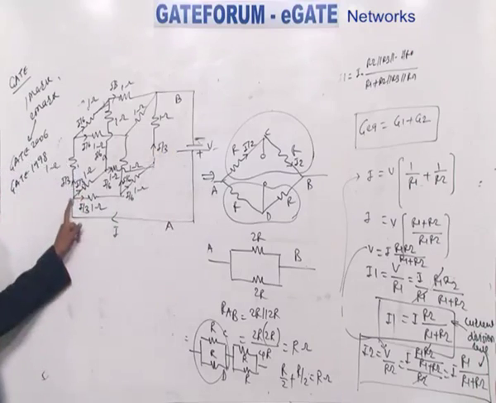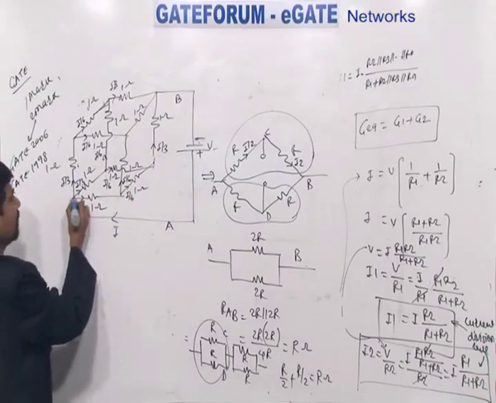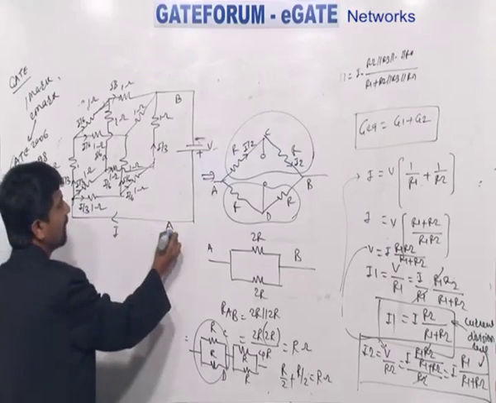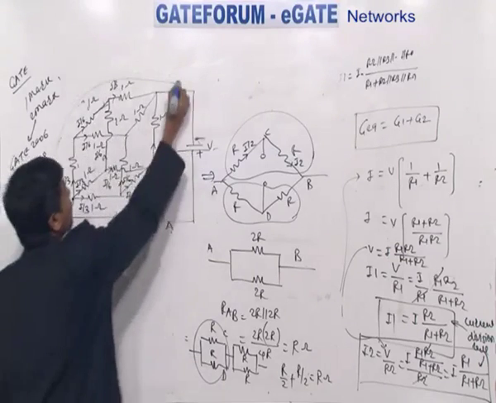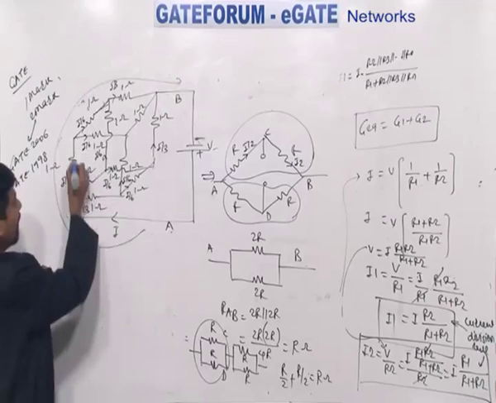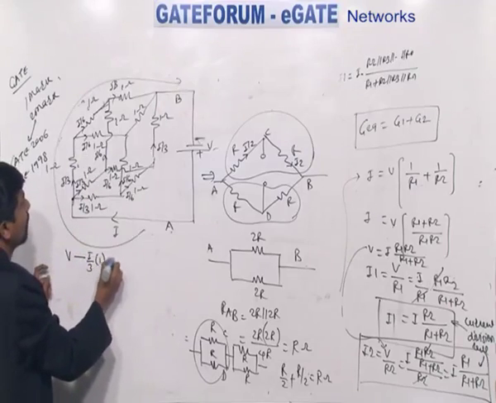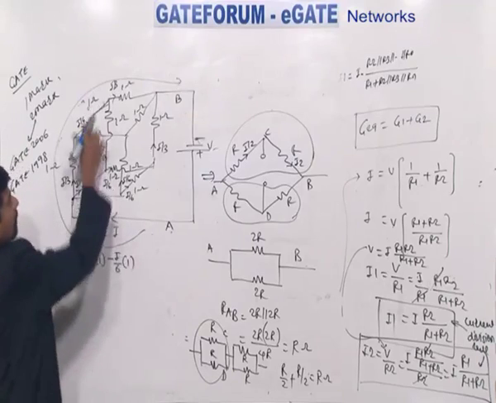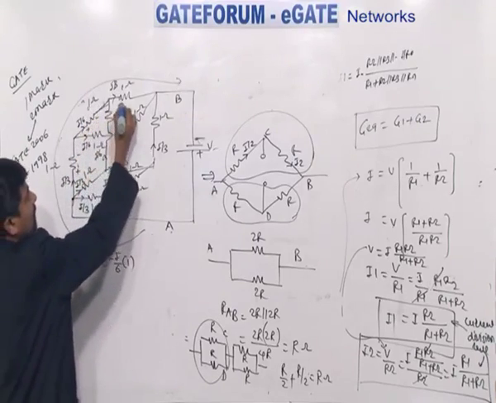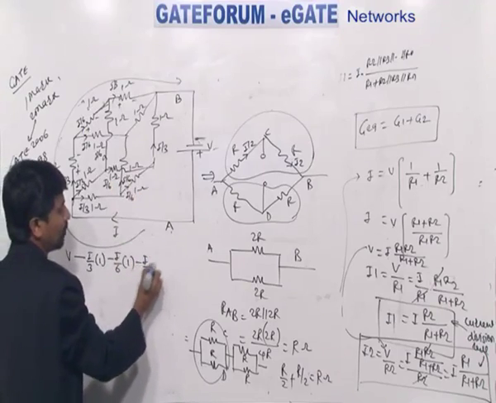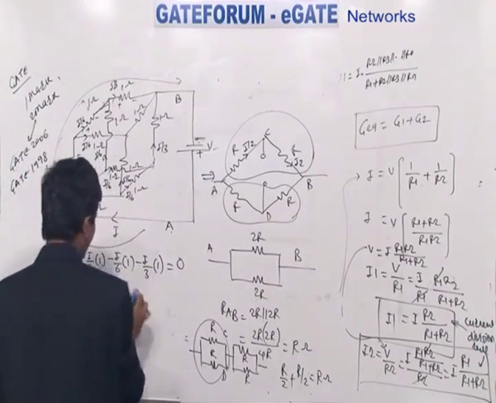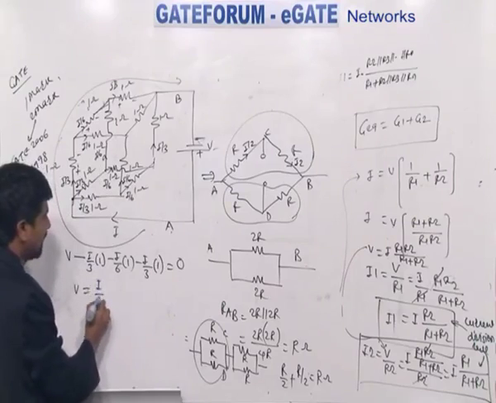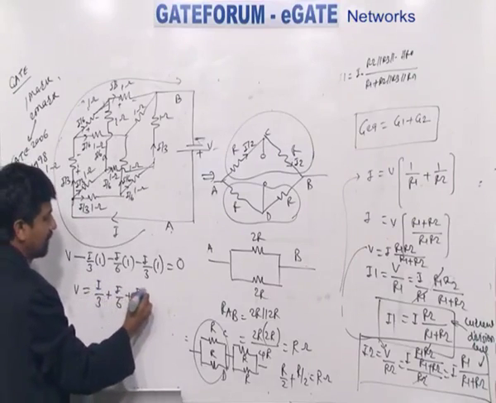Now consider any path from A point to B point, because we want to find out what is the value of RAB. From A point to B point, suppose I consider this path: V minus I by 3 into 1 minus I by 6 into 1 minus I by 3 into 1, because there will be some drop across here, here and here, is equal to 0. So I can say that V is equal to I by 3 plus I by 6 plus I by 3.